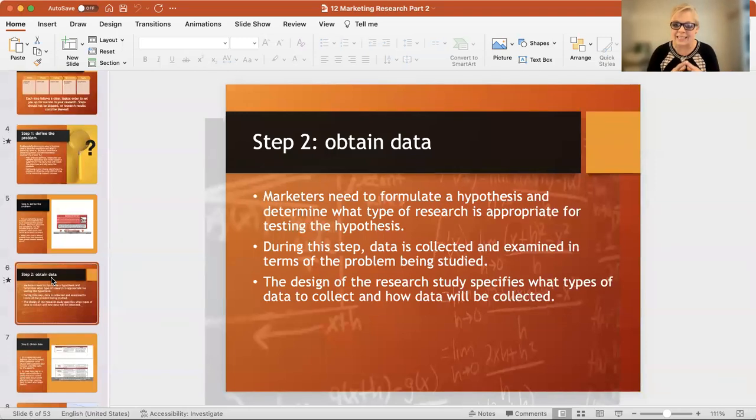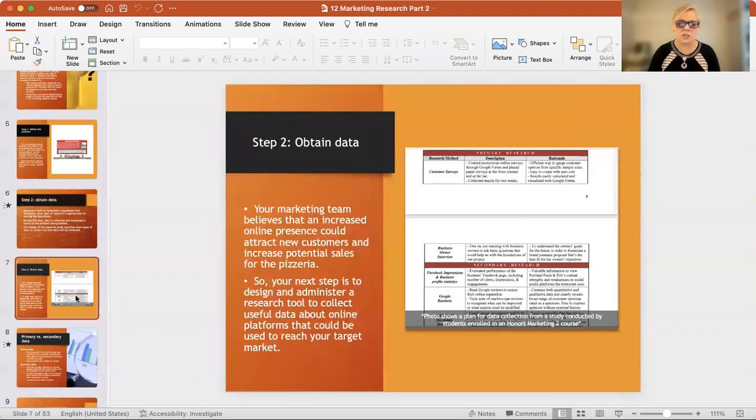We're going to obtain the data. So obviously, what we need to do is we need to formulate a hypothesis. For example, does online ordering really limit our customers? Are they fine with not having it? Would we make more money and sell more and reach more customers if we had online ordering? That's a hypothesis. A hypothesis would be, yes, I think that it's limiting our customer base and our ability to earn a lot of money. So during this point, we collect data and then we examine what the problem is. So our marketing team believes that an increased online presence could attract new customers and increase potential in sales for the pizzeria. That's our hypothesis. We think that will happen.